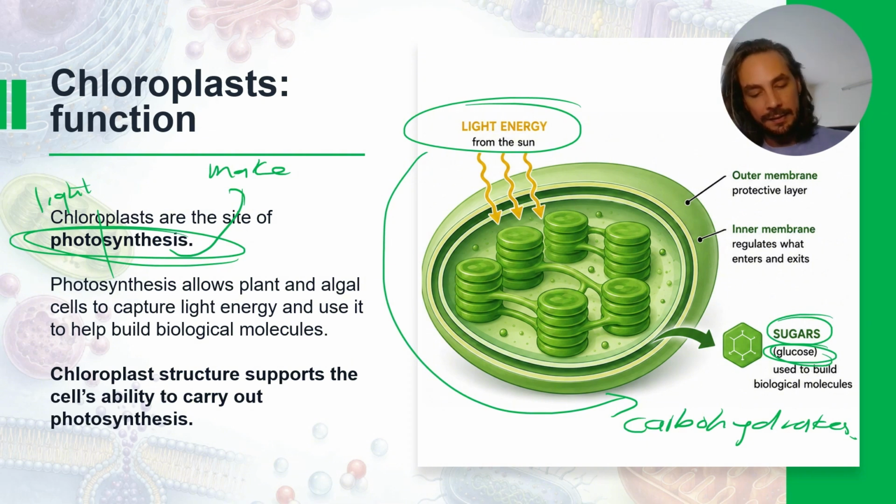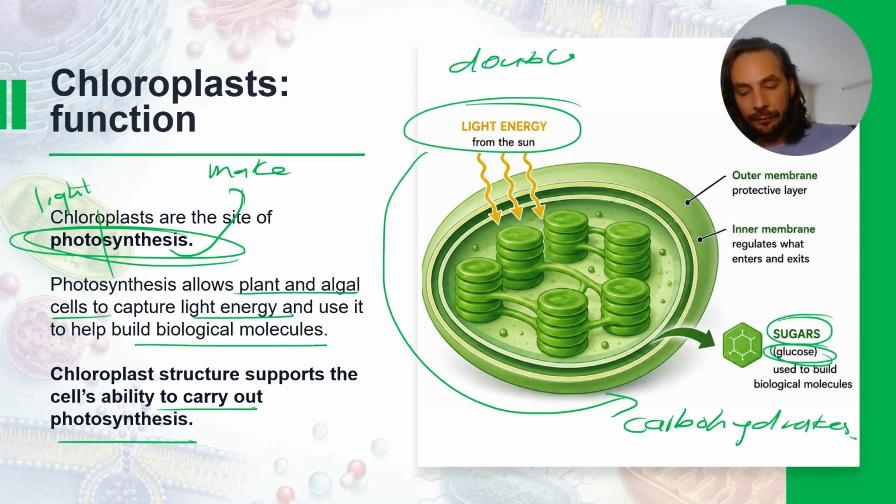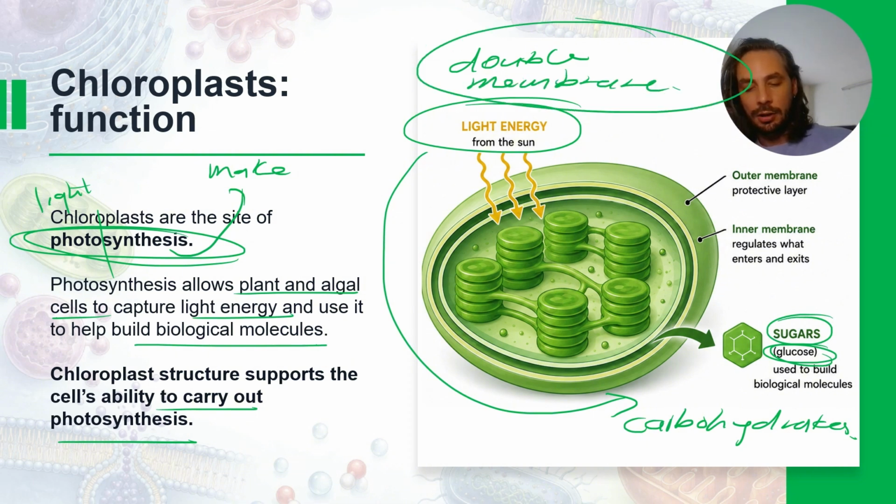Now, photosynthesis allows plants and algal cells to capture light, and then they make these biological molecules. Now, this structure supports the ability to carry out photosynthesis. So we need this double membrane to have efficient photosynthesis.